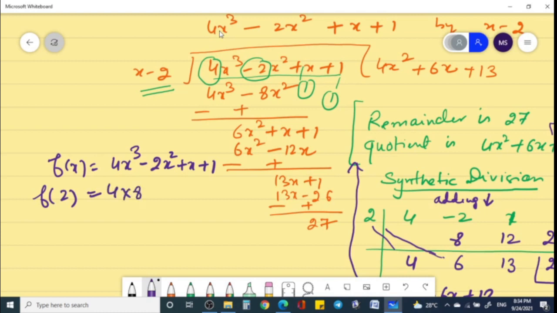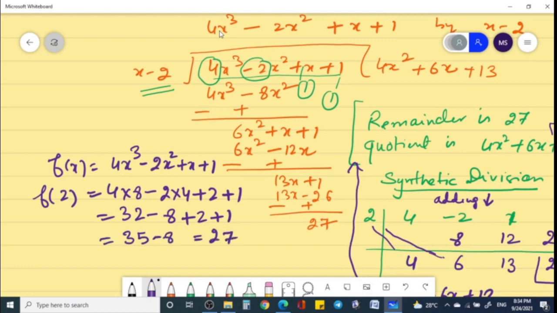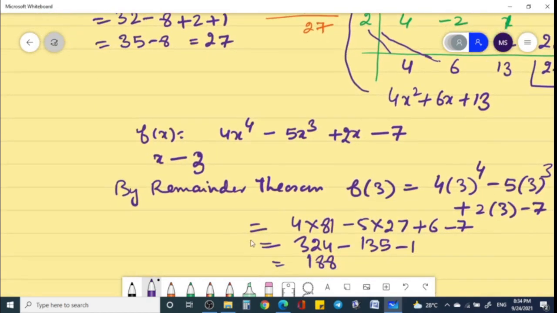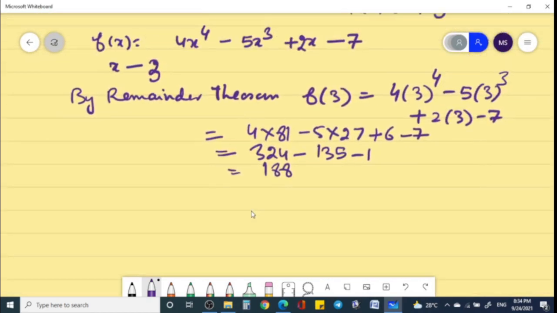So this is 8, and this is 4 plus 2 plus 1, and this is 32, and this is 8 plus 2 plus 1, so this will be 35 minus 8, this is 27. We can find the remainder directly. So there is a computation of power, we need computation of power. So you can see here also we computed power of this.